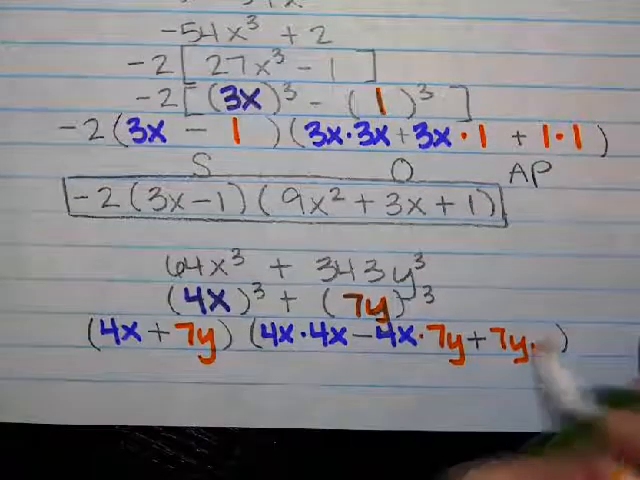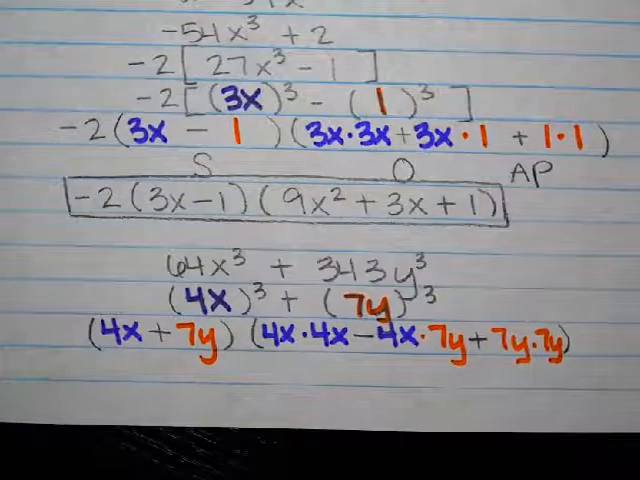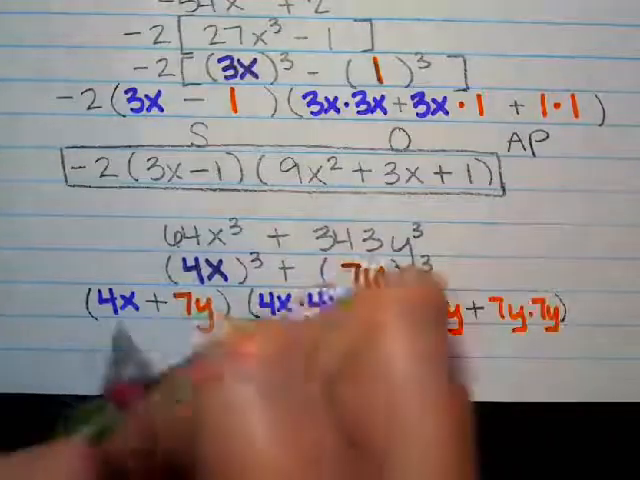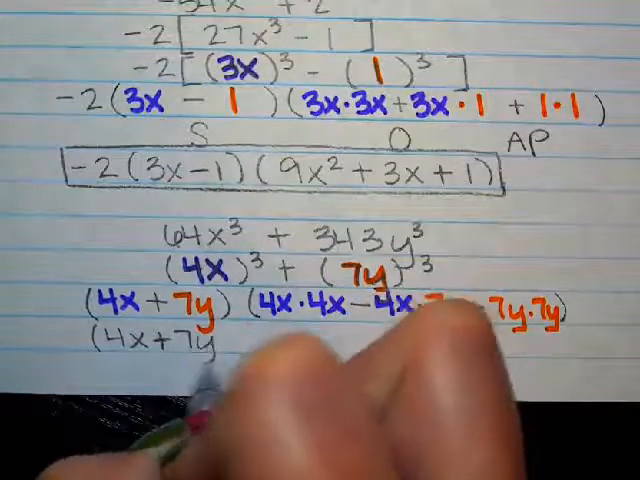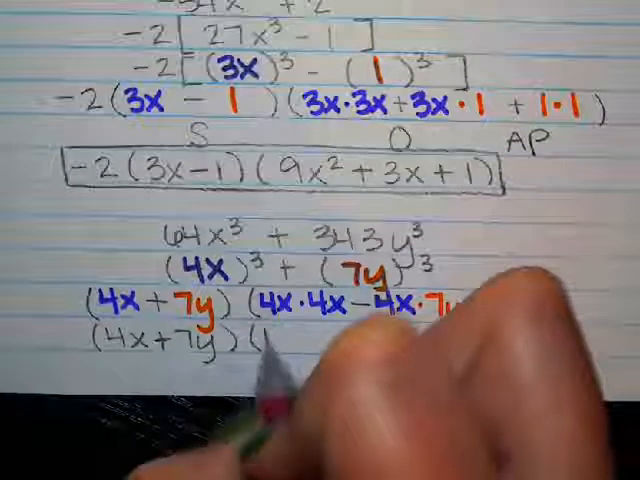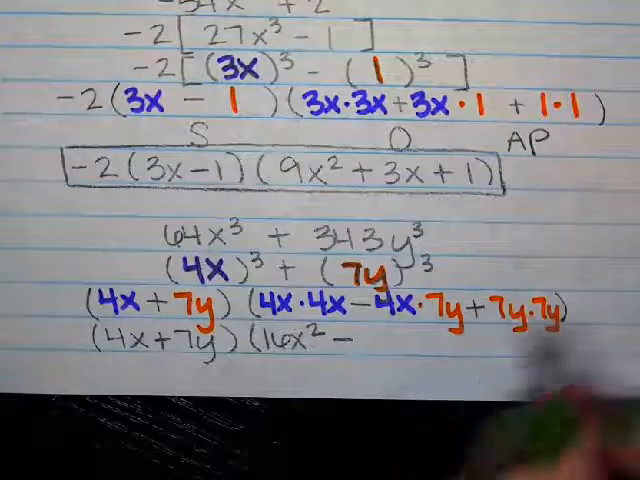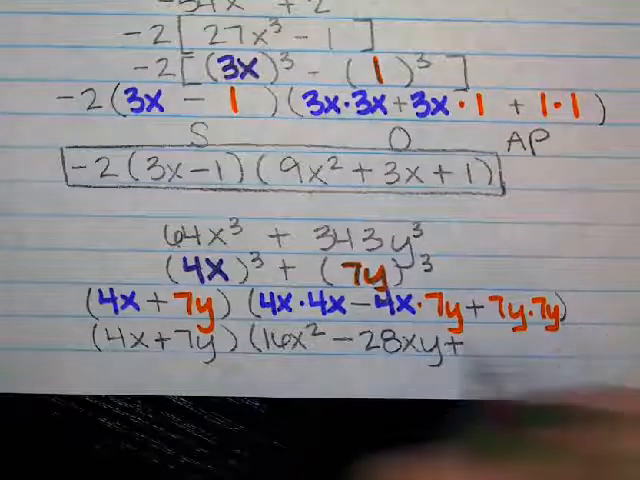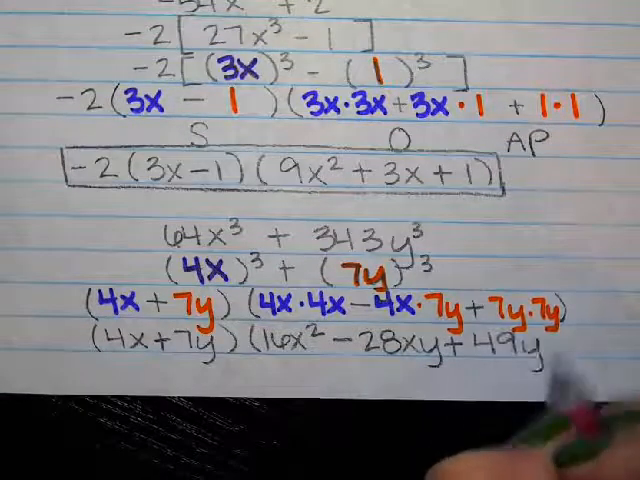And so now all I need to do is clean up those parentheses. So my first set of parentheses is 4x plus 7y. And then my second set of parentheses is 4x times 4x, which is 16x squared, minus 4x times 7y is 28xy, and then 7y times 7y is 49y squared. And that's it. That's all you got to do.